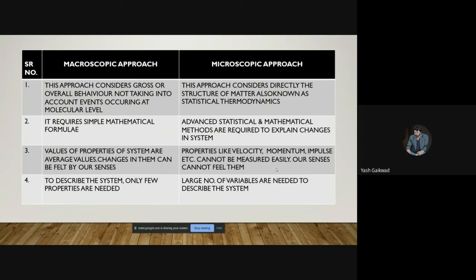Third point, in the macroscopic approach, values of properties of the system are average values. Changes in them can be felt by our senses. Whereas in the microscopic approach, properties like velocity, momentum, impulse, etc. cannot be measured easily, and hence we cannot feel them with our senses. The last point: to describe the system, only a few properties are needed in the macroscopic approach. In the microscopic approach, a large number of variables are needed to describe the system, as we consider all the molecular approaches in the system.